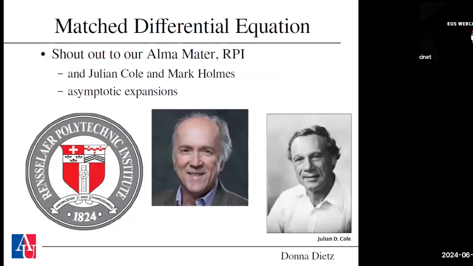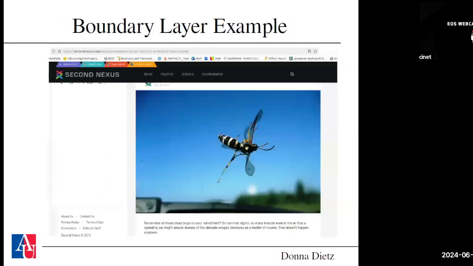Okay, next example, shout out to our alma mater. This guy is Julian Cole. He is no longer alive. This guy is still alive and well, and he was my teacher. And we studied asymptotic expansions. Woo, fancy stuff. But the problem I'm going to give you is just really simple.